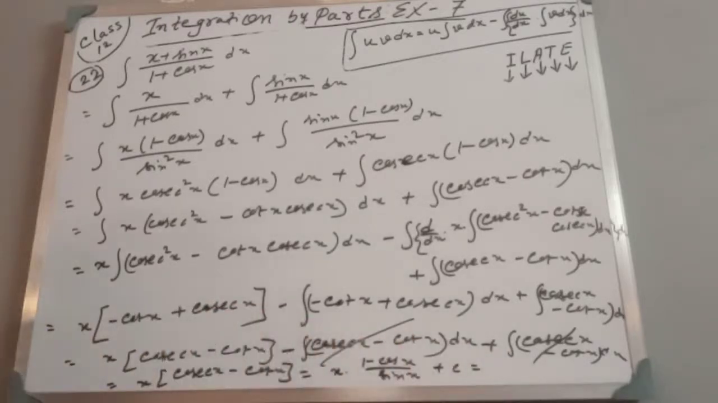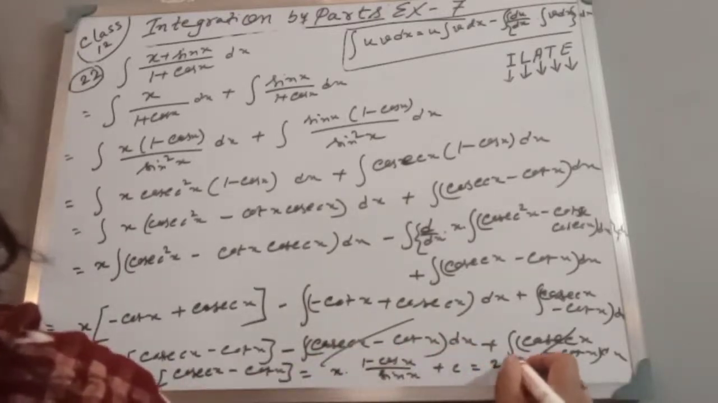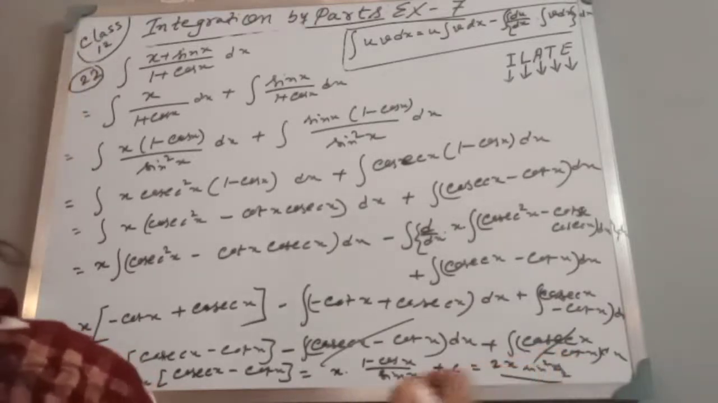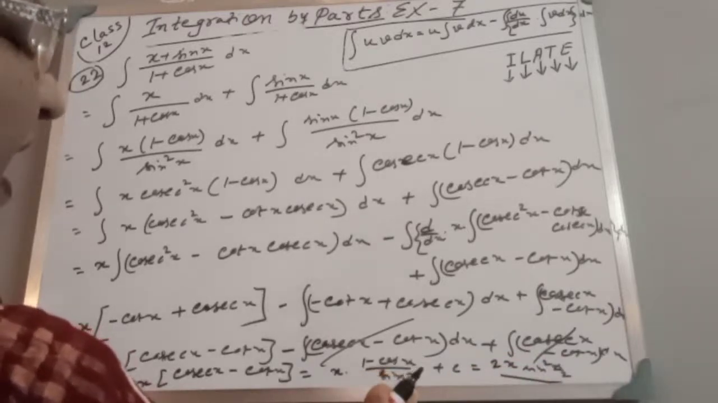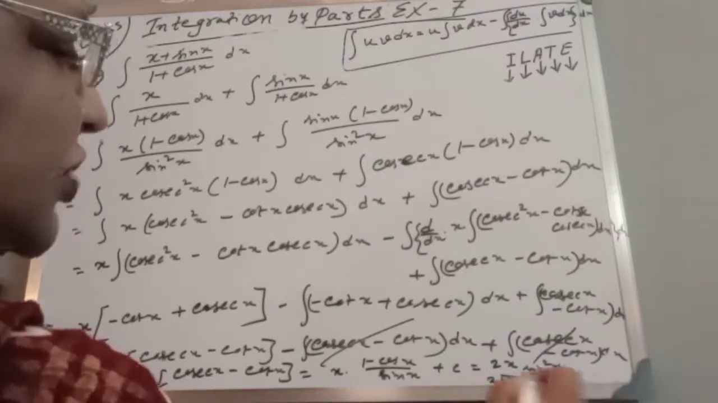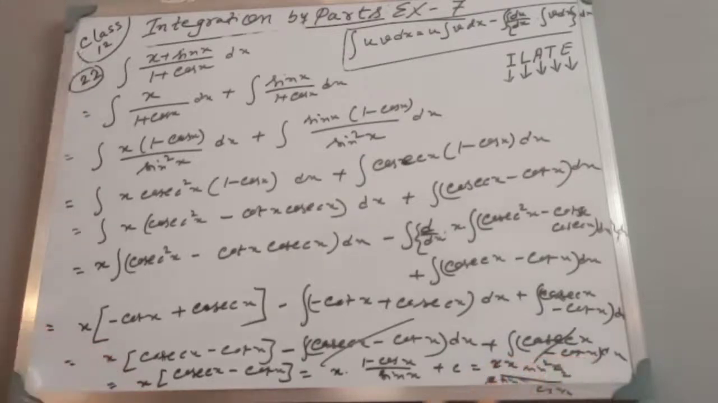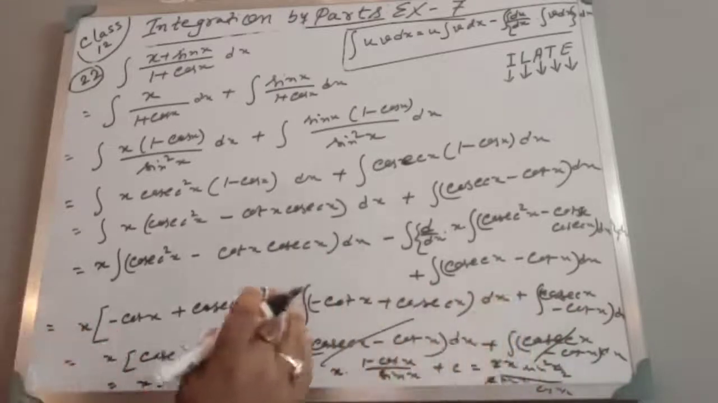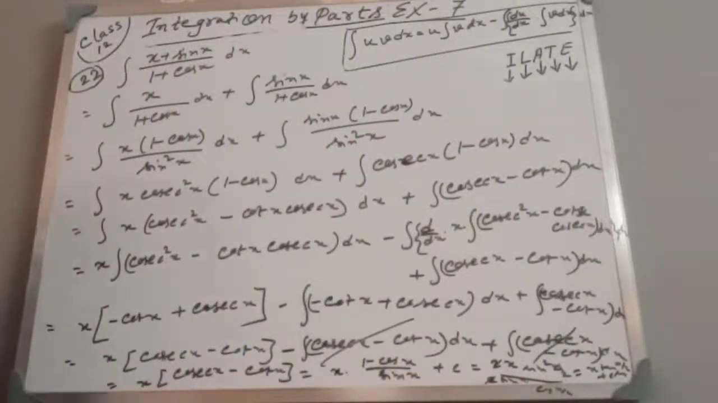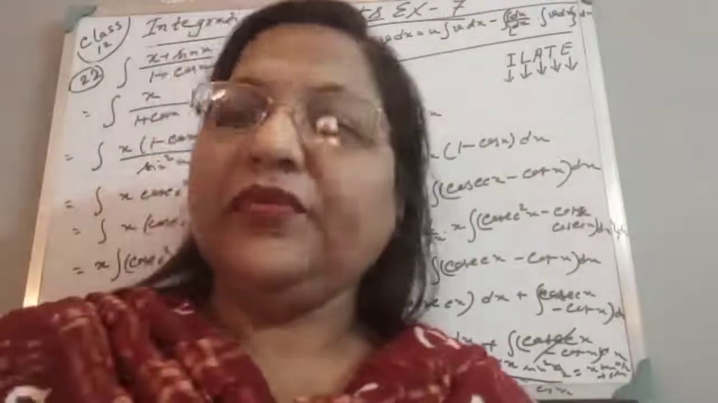And 1 minus cos x, we know, is 2 sin square x by 2. So we can write x into 2 sin square x by 2, whole divided by sin x, which we can write as 2 sin x by 2 cos x by 2. The 2s cancel, and one sin x by 2 will be cancelled. So it's coming only sin x by 2 by cos x by 2, that is tan x by 2. So the answer will be x tan x by 2 plus c. This is your answer. This part you can do on your own. Okay, coming with the next sum in a new video.